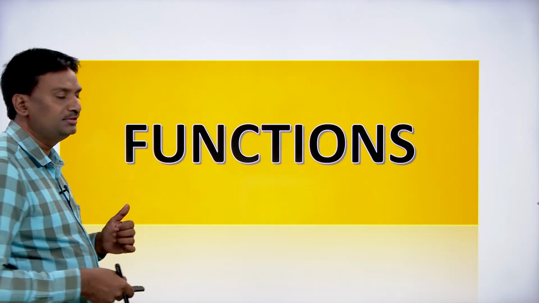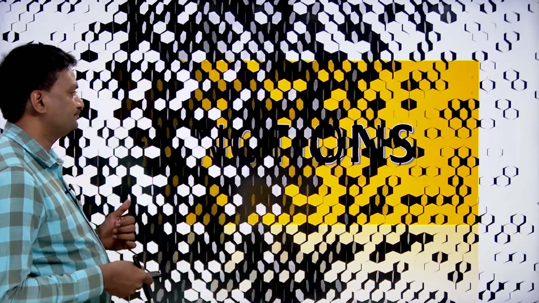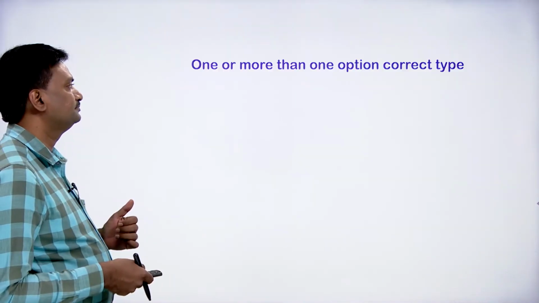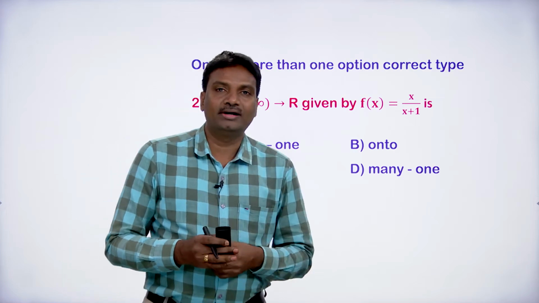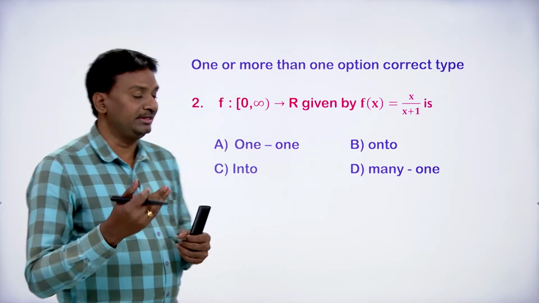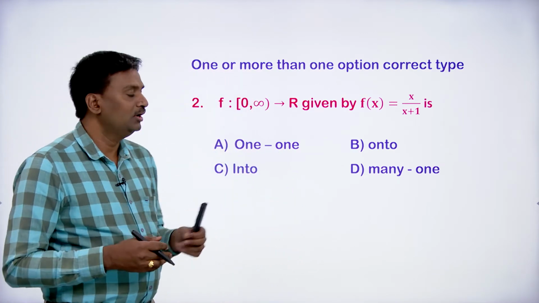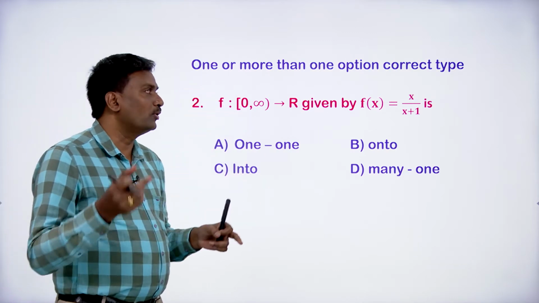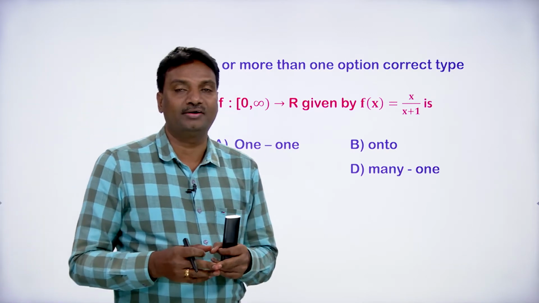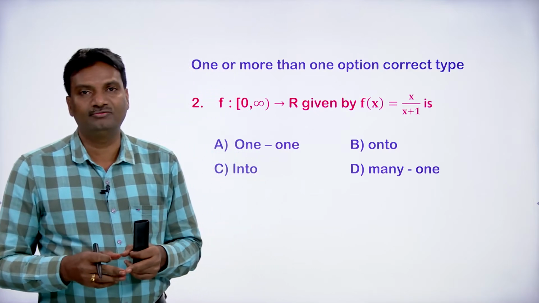So, functions, this is the chapter name. One or more than one correct option type. Already we did some single correct option problems in advanced model. So, this is the second problem, related to one or more than one option correct type in advanced model. Already we did one problem.